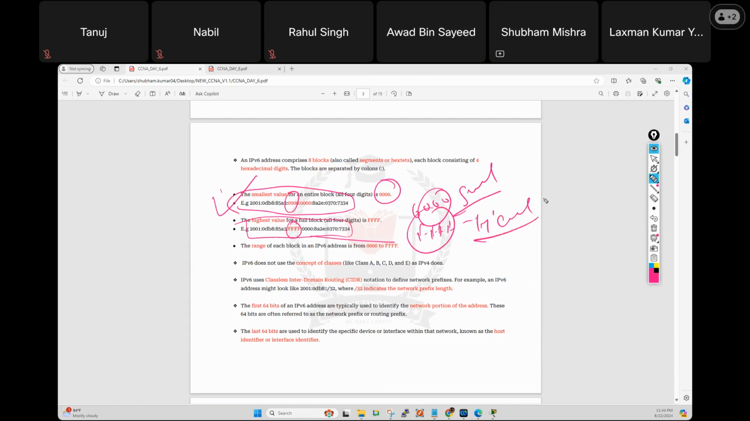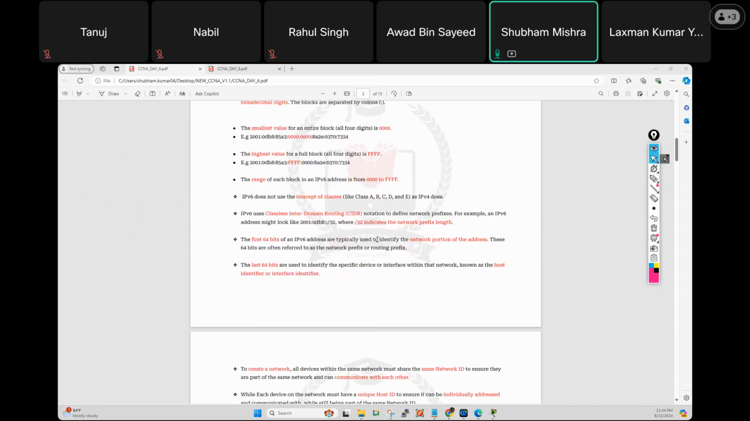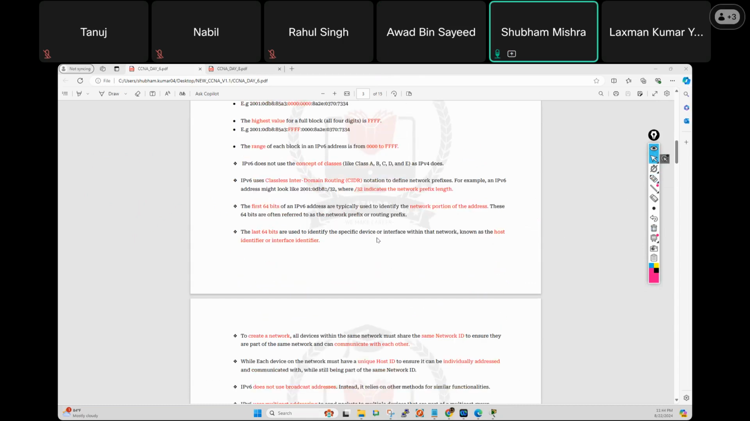IPv4 address is written in decimal, but IPv6 is written in hexadecimal. So I hope you have some idea about hexadecimal. In hexadecimal, we write 0, 1, 2, 3, 4, 5, 6, 7, 8, 9, A, B, C, D, E, F. Right? So that is the maximum number, FFFF.